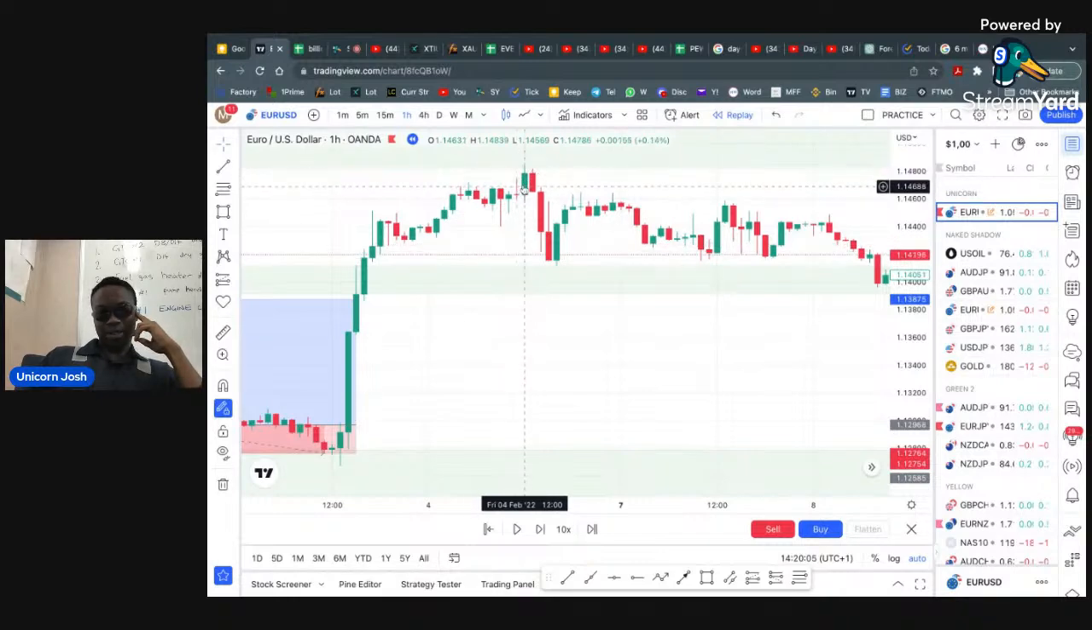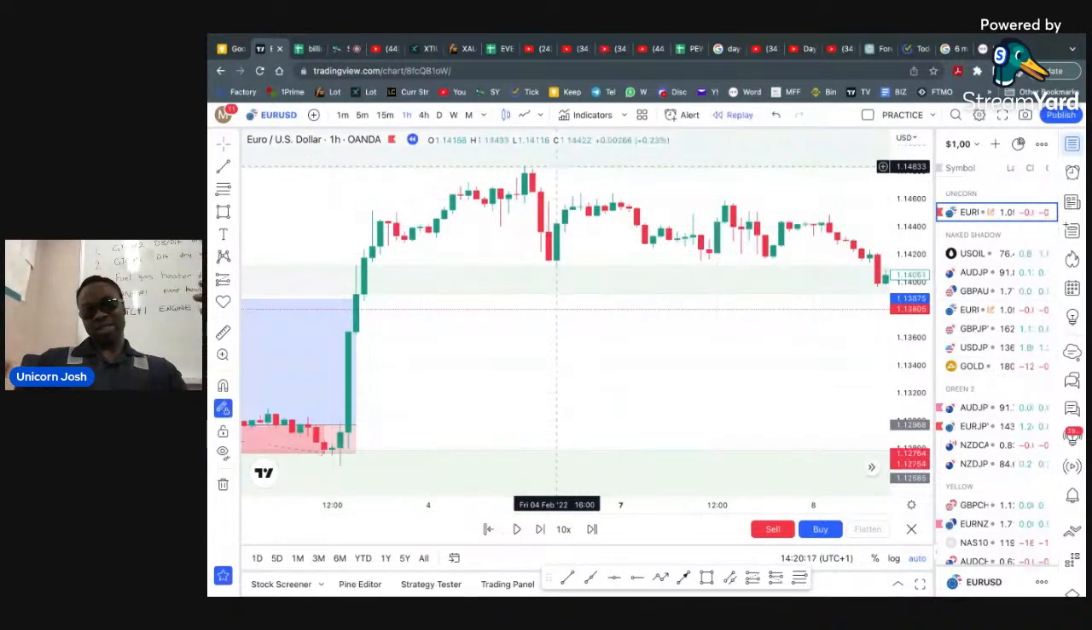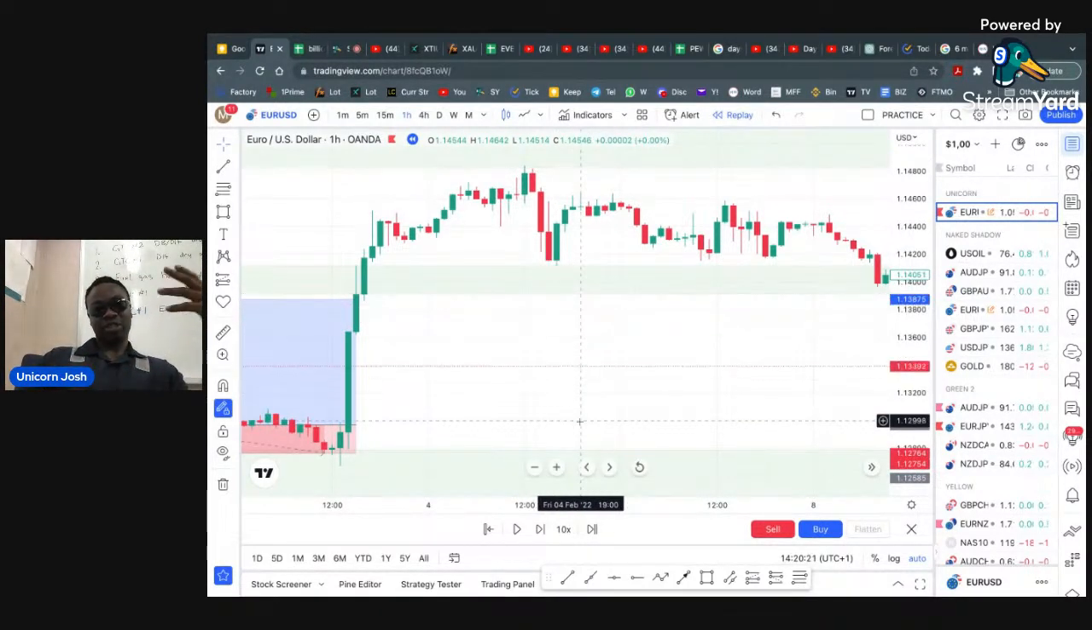Now, in the past, I would have taken this only if it touched the area. But the areas are not cast in stone. It's a zone, it's an area. It's a bit vague. I can't just be too rigid about them. So I'm not going to.